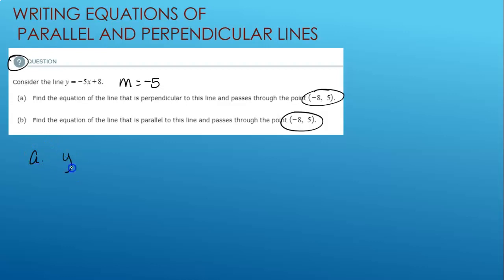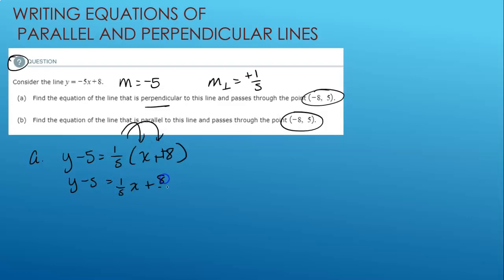So you should have used point slope form. So you should have used y minus 5. For this one, it's perpendicular, so the perpendicular slope would be positive 1/5. So that's 1/5 times x minus -8. That stays the same. This could go keep, change, and then distribute. So this is 1/5 x plus 8/5.